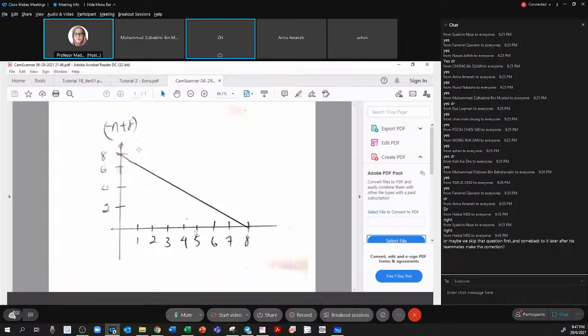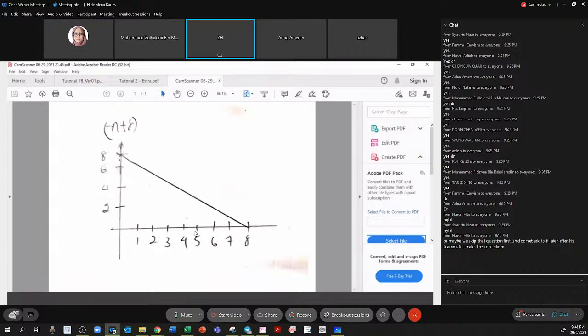Okay, minus n plus 8. Why do you think that is the correct plot? Because it's a ramp input, then if it's minus, which means it's a reverse, upside down reverse, and then it's moved up for 8 times. So it will start with 8.